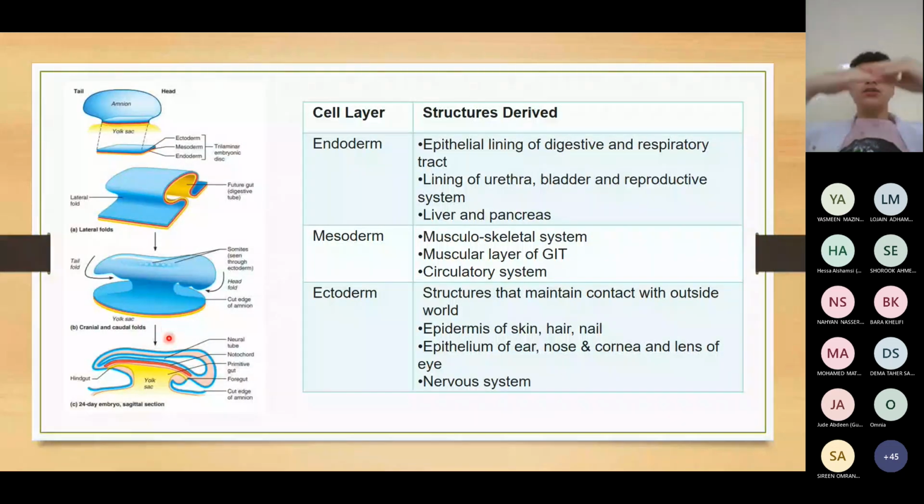And by the way, I forgot this point, folding. Basically, we just need to know that, as you can see here, this is the ectoderm, mesoderm, and endoderm. They are like a straight and flat sheet. Whenever they start, they're going to start folding like this, in this way. You know that fetuses look this way, right? So this process, we call it folding.